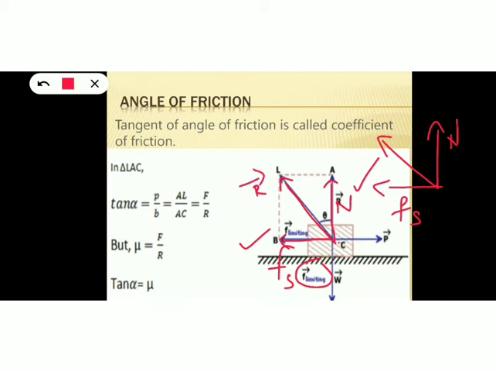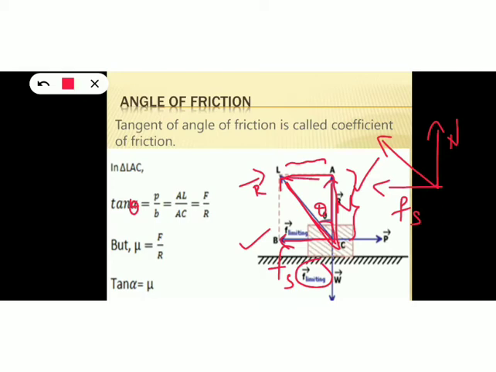You can see one angle here. This angle is theta, and this angle is our angle of friction. Now consider this right angle triangle LAC. Sorry children, this is not alpha, this is theta. So tan theta is equal to opposite side by adjacent side. This is the opposite side, and this is the adjacent side. So LA by AC.